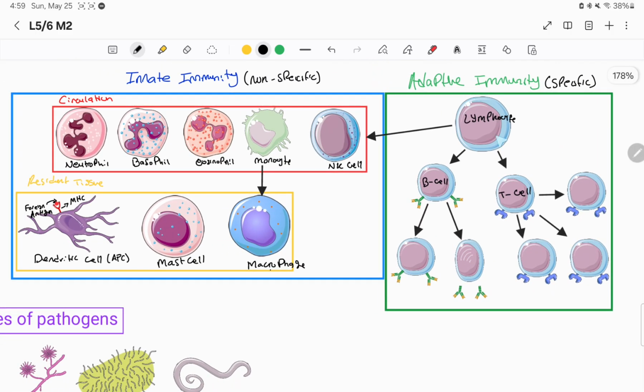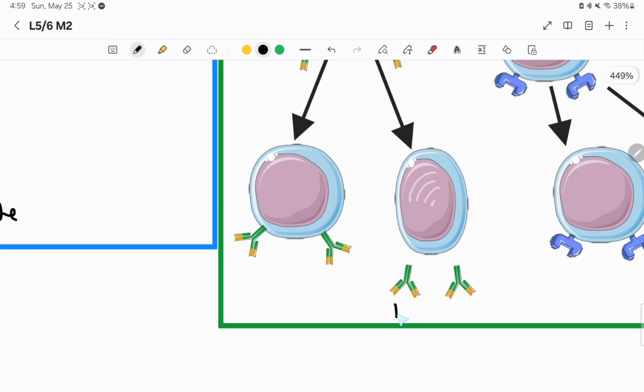Now, let's move on and finish with the adaptive immunity cells. These B cells, once they become activated, when there's an infection, will start to divide and specialize. They will specialize into this cell called a plasma cell, which looks like this. And this plasma cell can make antibodies.